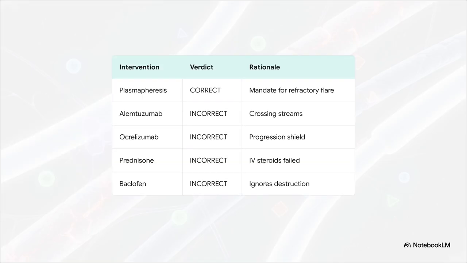Let's deconstruct these diagnostic traps choice by choice. Plasmapheresis? That is the correct answer. It's the absolute mandate for a steroid-refractory acute inflammatory breach. Adding alemtuzumab or increasing ocrelizumab? That's crossing the streams. You never use a progression shield to treat an active exacerbation. Transitioning to an oral prednisone taper is wildly incorrect. If high-dose IV pulse steroids have already failed, a step-down oral taper absolutely will not arrest that destructive cascade. And while increasing baclofen and adding oxybutynin does address the symptomatic fallout, it completely ignores the active, ongoing inflammatory destruction of her spinal cord.